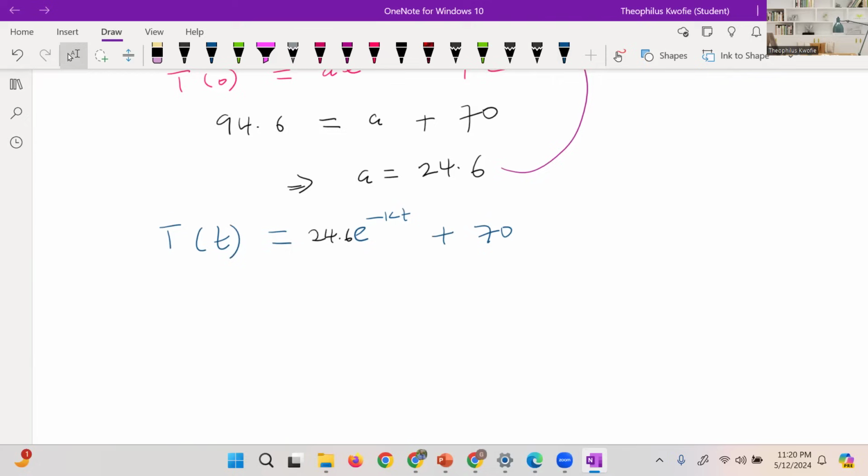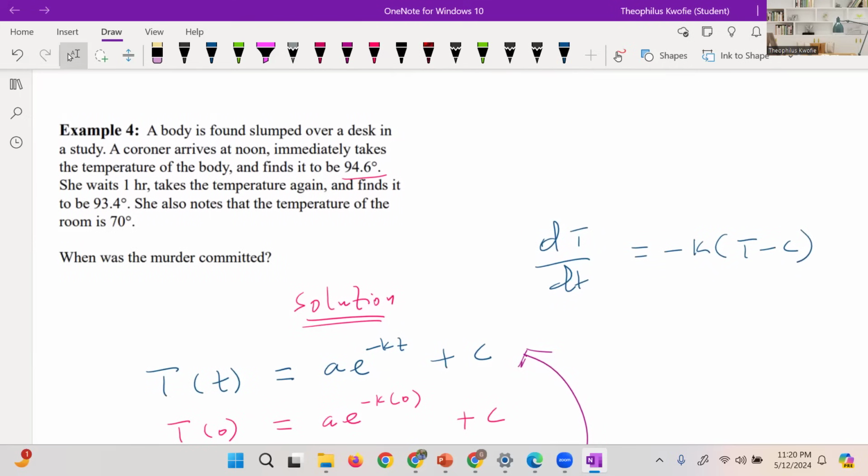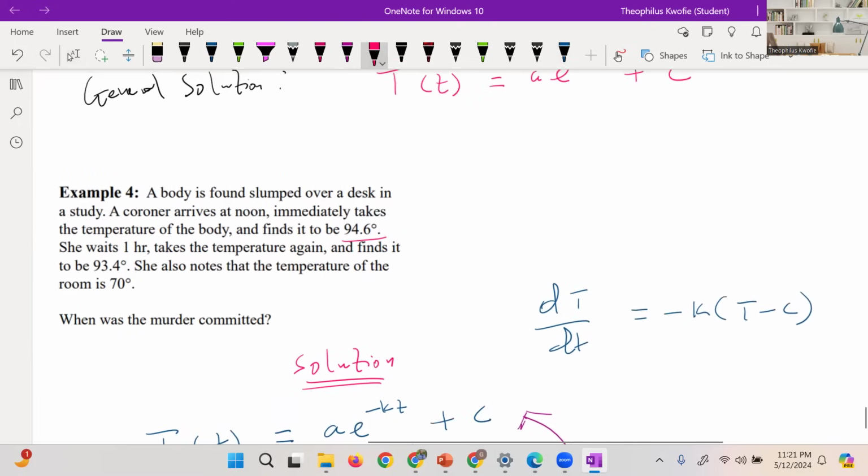Now, we should use the fact that at T equal to 1, the body's temperature was 93.4 degrees. Remember, that was what the question said, because the question says that she waits 1 hour and takes the temperature again. So we are using the fact that at T equal to 1, the body's temperature was 93.4 degrees. That was what the question pointed out. Okay, so please let's take note.